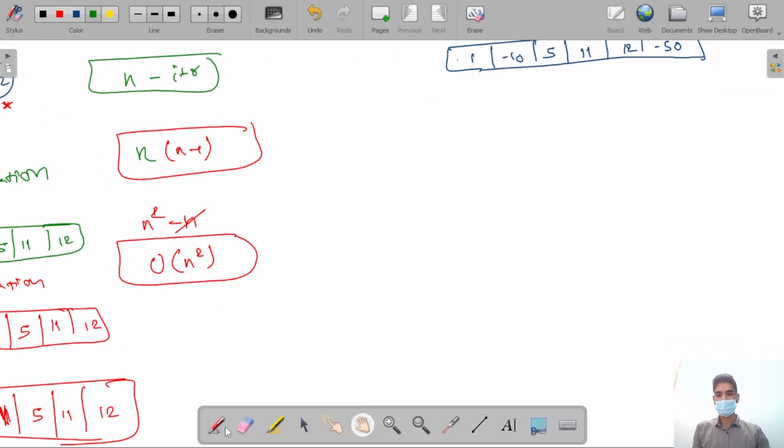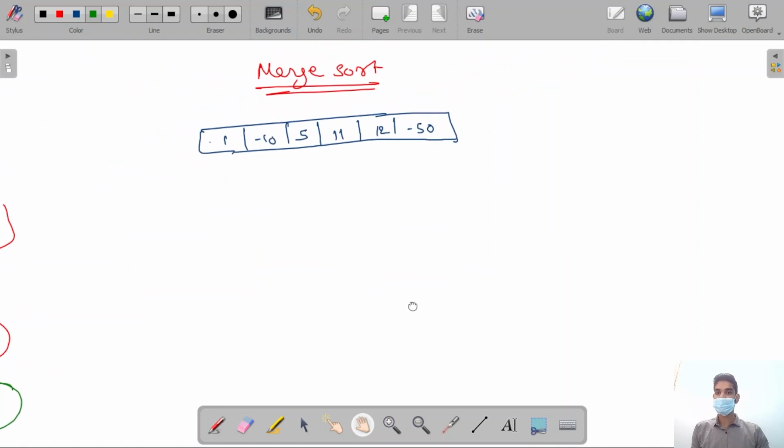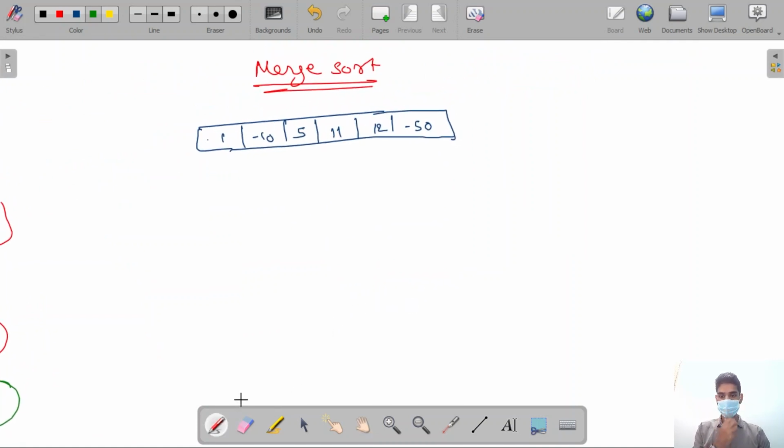The space complexity of bubble sort is big O of 1. Order of 1. That means no extra space is required. But merge sort requires space, because we are going to create a new array every time. Okay, I will explain it to you.